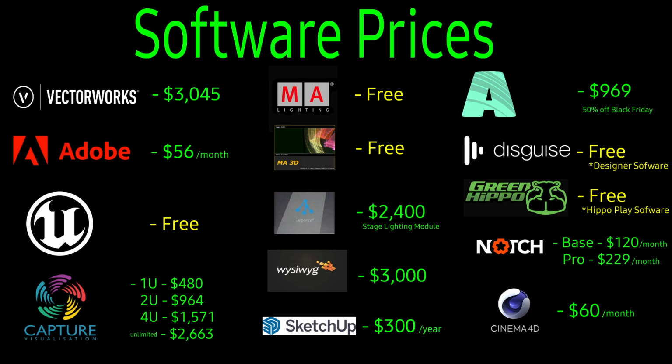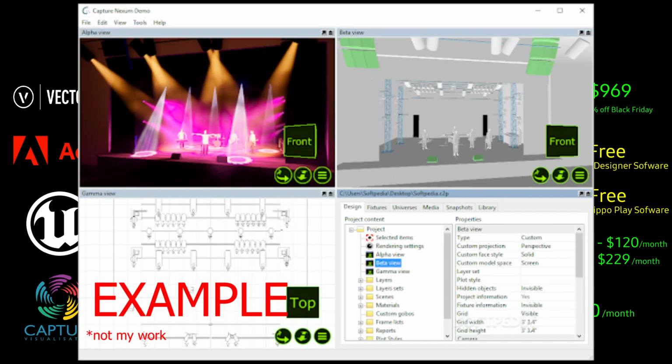You can buy one universe for $480, two universes for $964, four universes for $1,571, and the unlimited version, which is $2,663. For me, if I was to dive into the software, I would just buy the unlimited version. It seems to be the best bang for your buck. At a school that I sometimes teach at, we bought the two universe version because they have dimmers on one and LEDs on two, and to be honest, that's been absolutely perfect for the school.